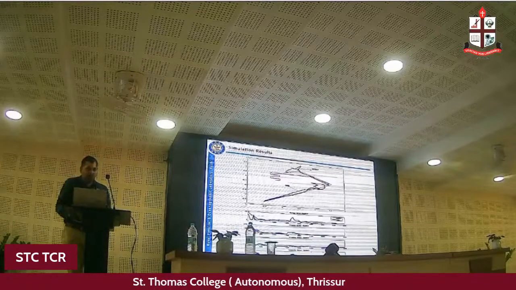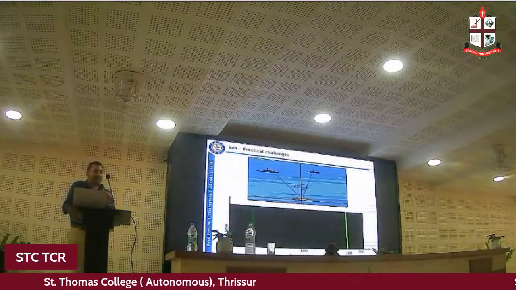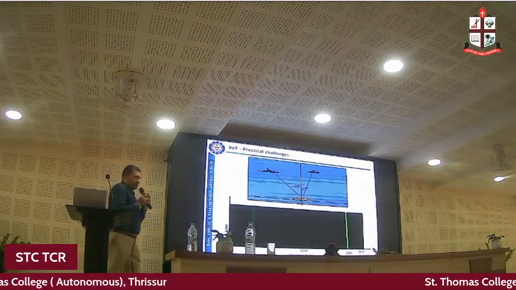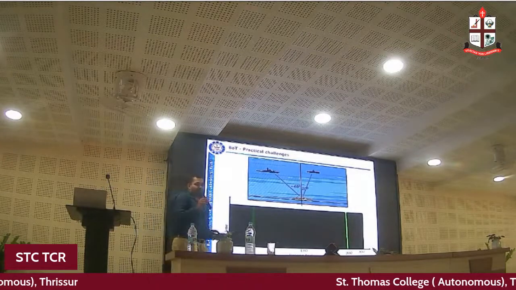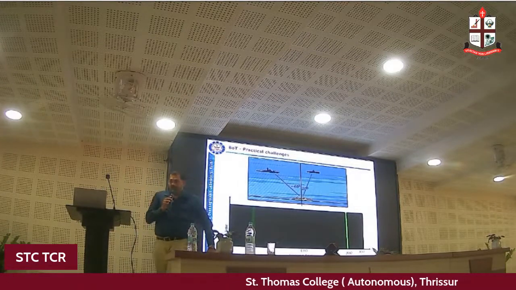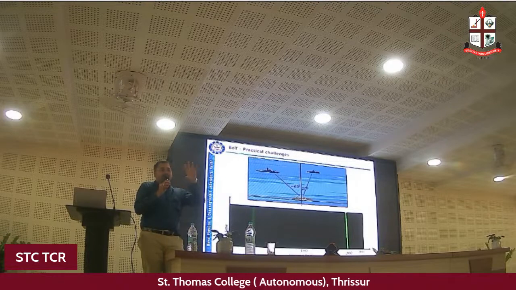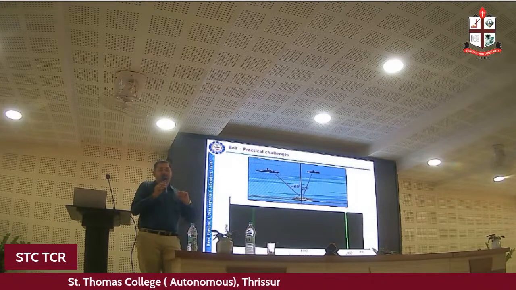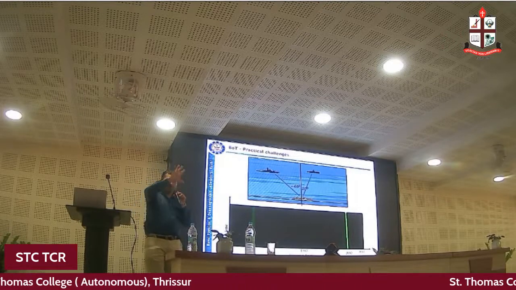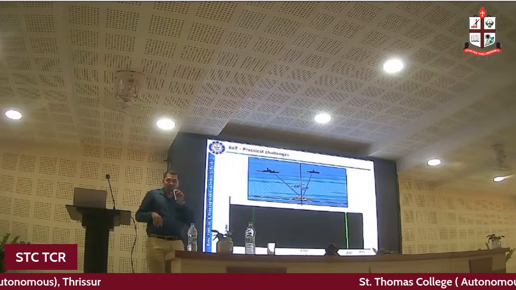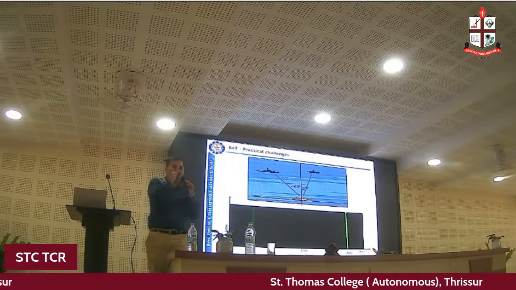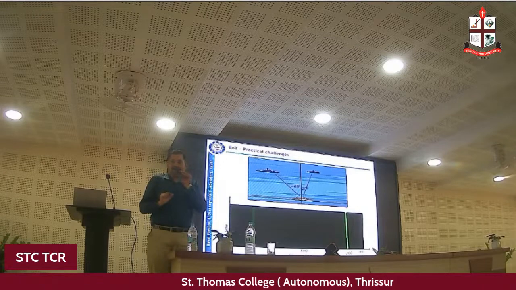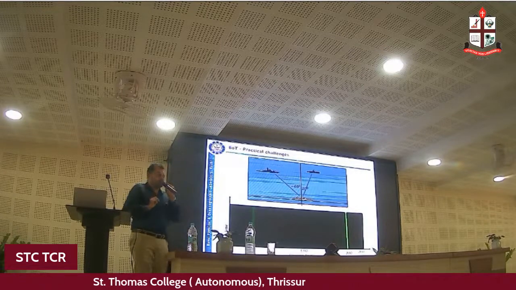Now let us see what are the practical challenges that we face as developers of these tracking systems. Okay, have you seen a radar display, at least in some movies? A black background with green dots, and some red square appears when it tracks a target. So that is a radar display.